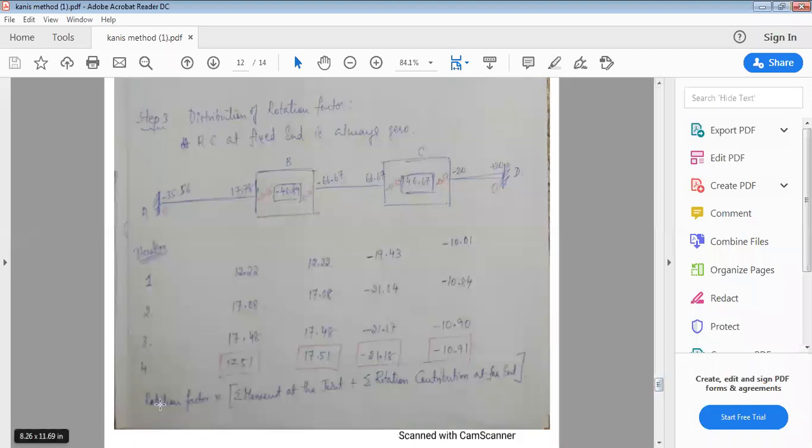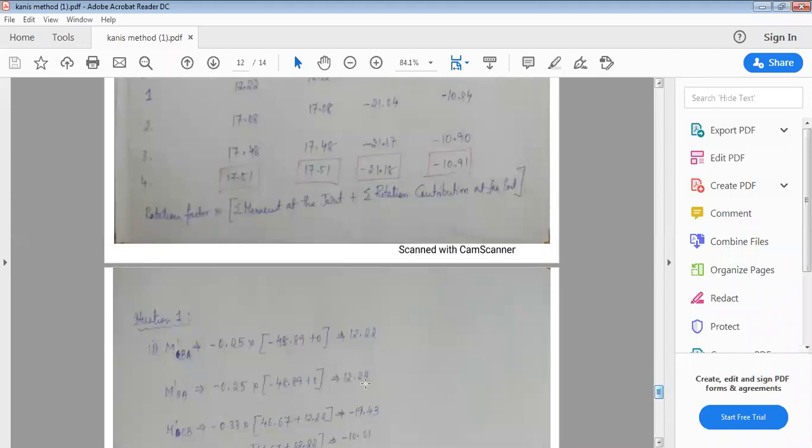Okay, rotation contribution, how are we calculating? Rotation factor into, what is the rotation factor? This is the rotation factor, minus 0.25. If I need to calculate this value, minus 0.25 into summation of movements at the joint, minus 48.89, plus summation of rotation contributions at far end. Whenever I am calculating this, I don't have any values of this, so I will put 0. So it will be minus 0.25 into minus 48.89 plus 0, it is 12.22.